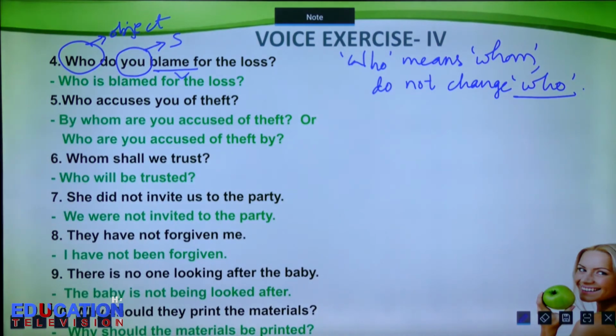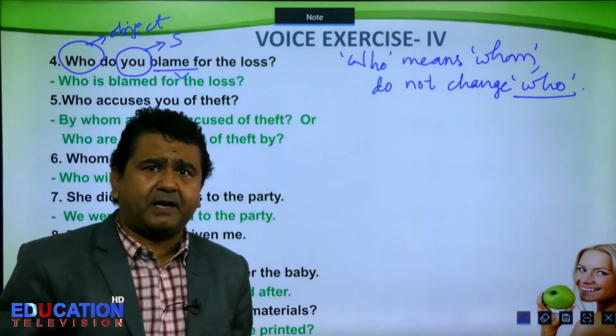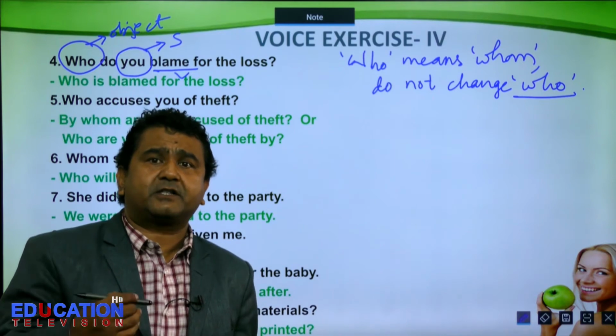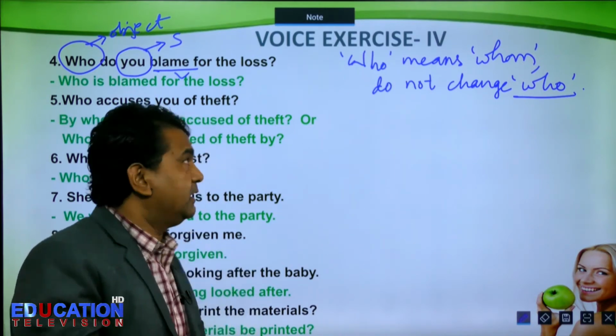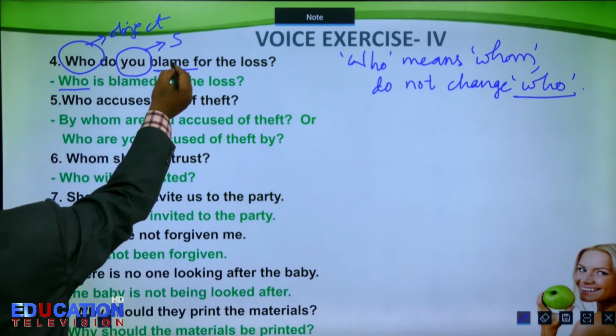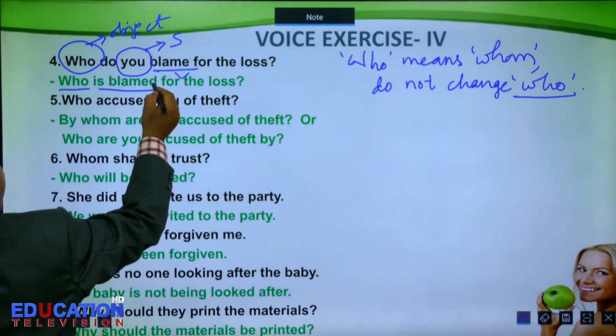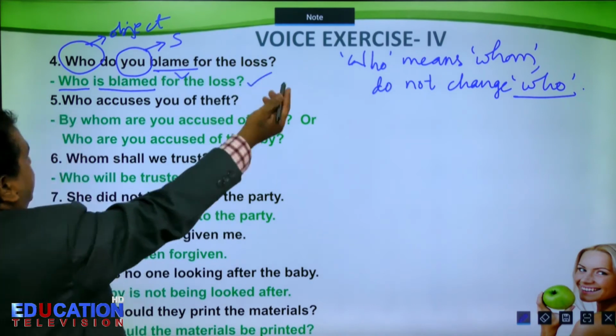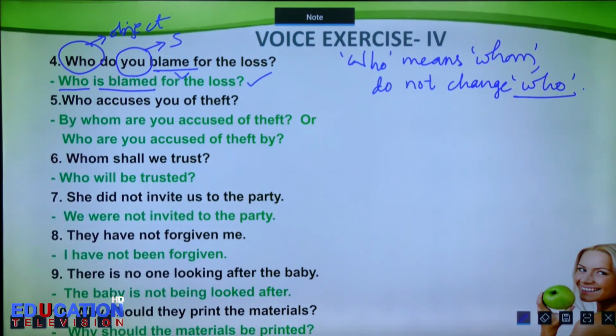Who do you blame for the loss? It means whom do you blame for the loss. Here, who does not mean who, it means whom. So who is here as who, and do and blame are present tense, so it becomes: who is blamed for the loss. For the loss, by you is not needed. Who accuses you of theft?